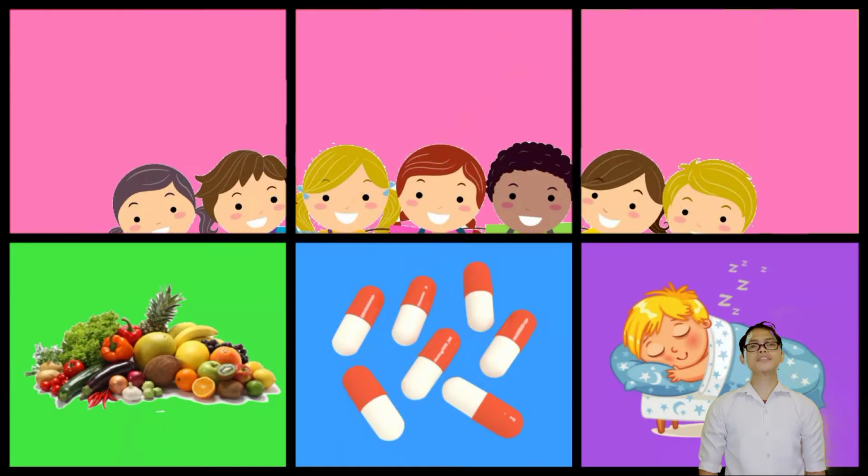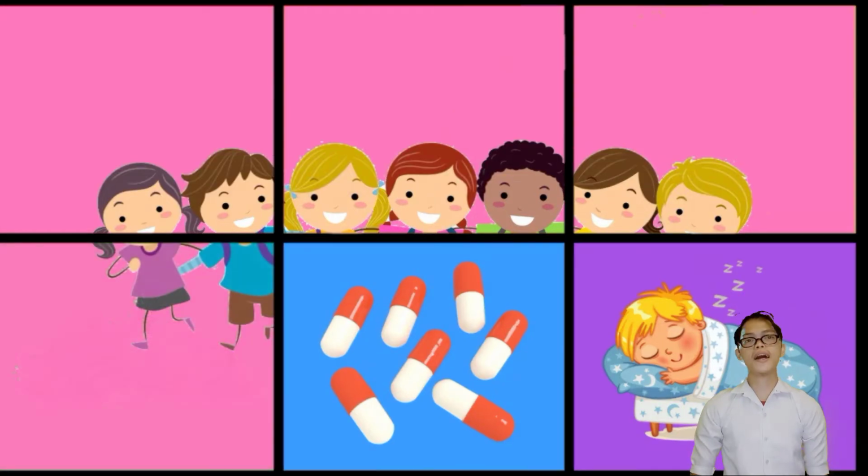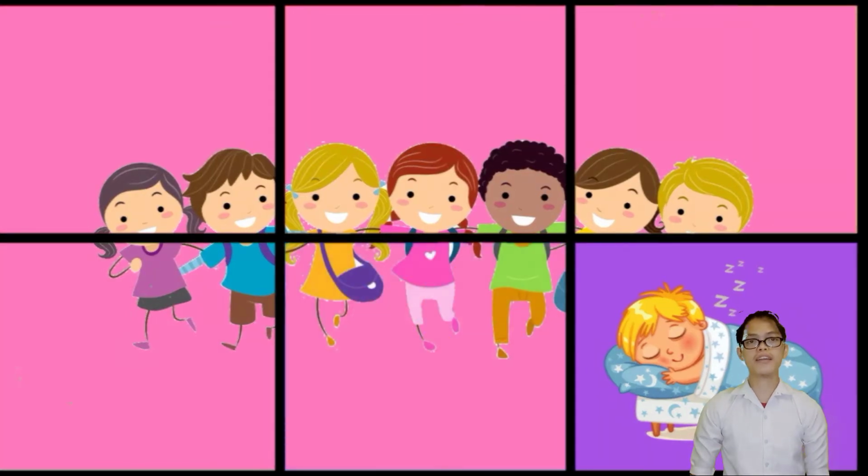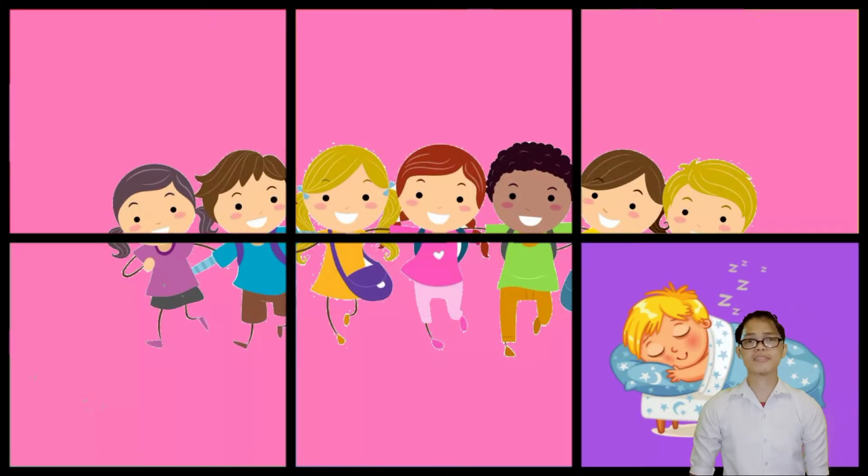How about in the green? Is it only vegetables? Okay, very good. Now on the blue one, what is it? Yes, very good. Last, on the violet. What picture is it? Yes, the baby is sleeping, but I need another turn. Okay, very good.